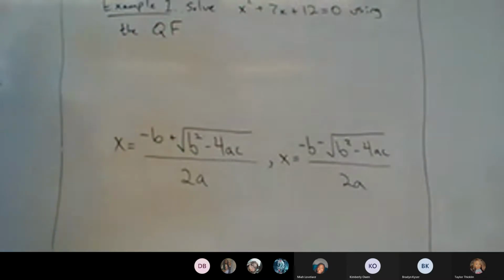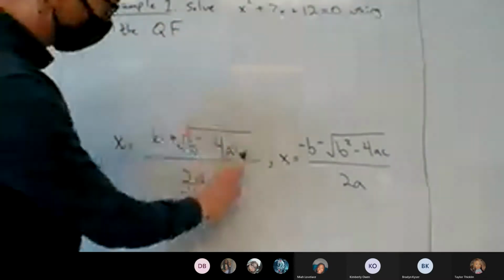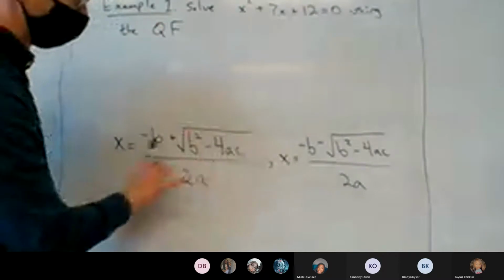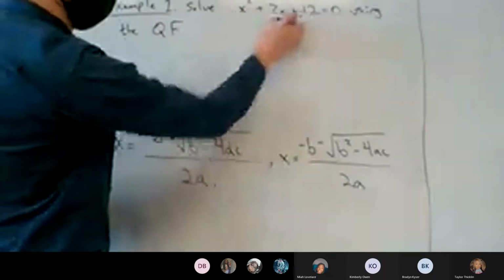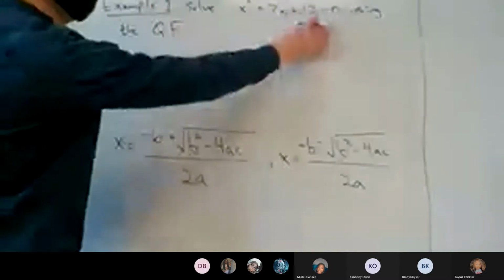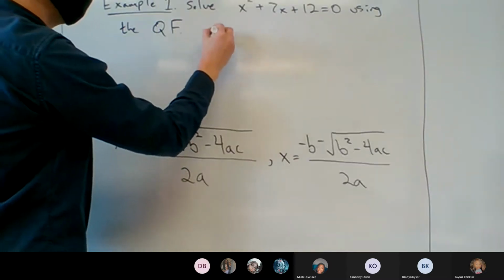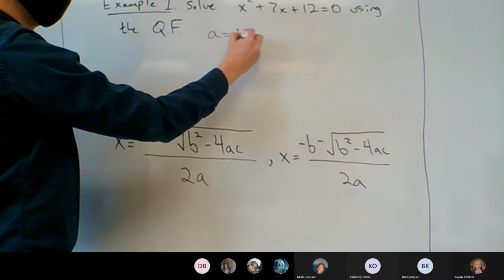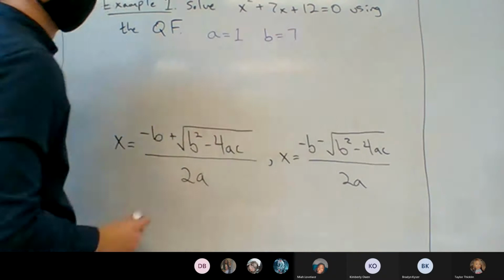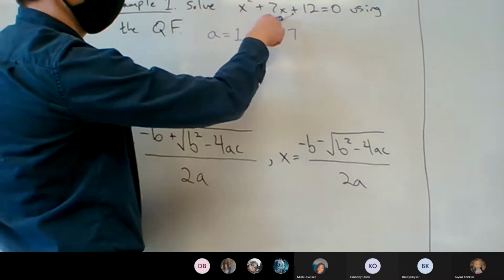What do you need to do first? You should identify what are the pieces inside of the quadratic formula. There's a's, b's, and c's. So we need to figure out what the a, b, and c are for my given equation here. So a is going to be the leading coefficient, which is 1. b is going to be 7, the linear coefficient there.